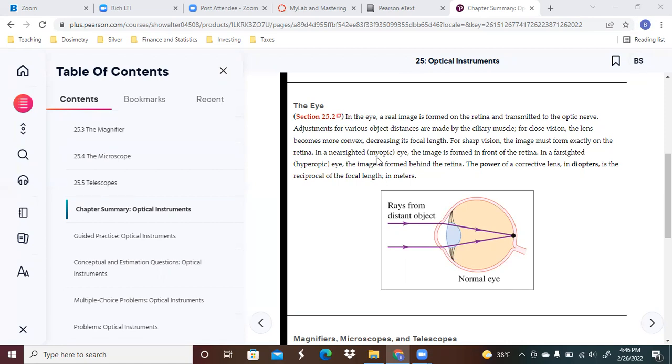In the nearsighted, myopic eye, the image is formed in front of the retina. In a farsighted or hyperopic eye, the image is formed behind the retina. The power of the corrective lens in diopters is the reciprocal of the focal length in meters.